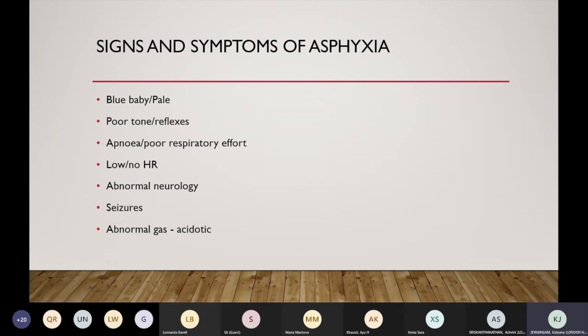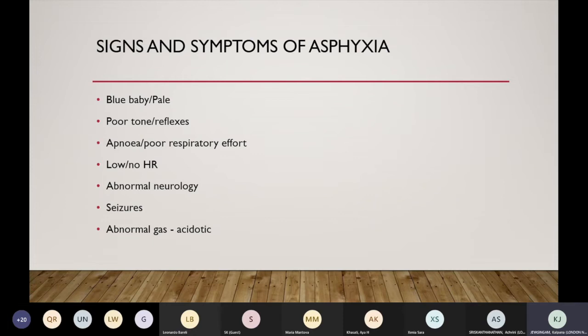Baby might not have a heart rate at all, or have a low heart rate, which we define as heart rate less than 100. They might have abnormal neurology, so rather than having the normal flexed position, they might be very floppy, all extended, or have abnormal reflexes, or they might have seizures, or abnormal gas. What we mean by abnormal gas: when a baby is born and the placenta is delivered, we usually take bloods off the cord, from the umbilical cord, and we know the umbilical cord comprises 2 arteries and 1 vein, and we usually take a blood sample of the artery and the vein.